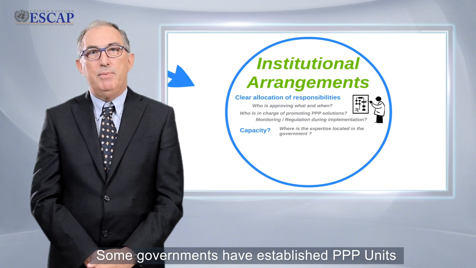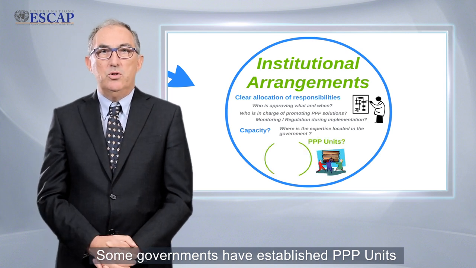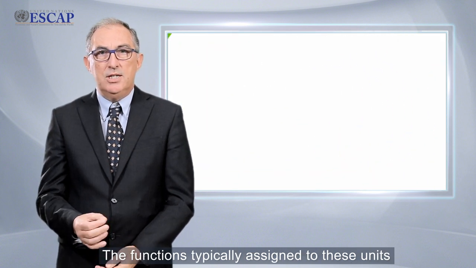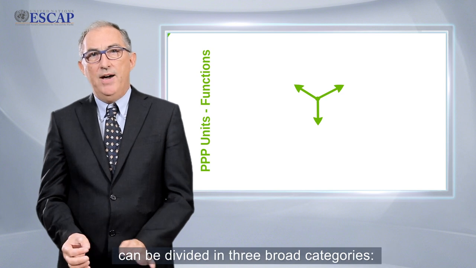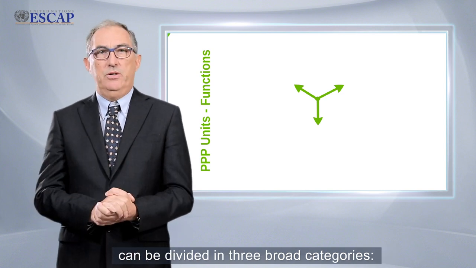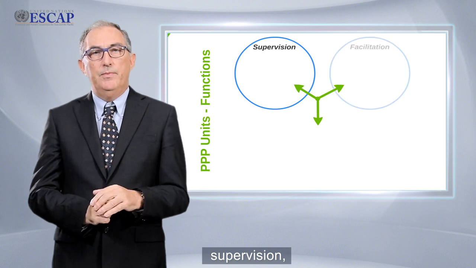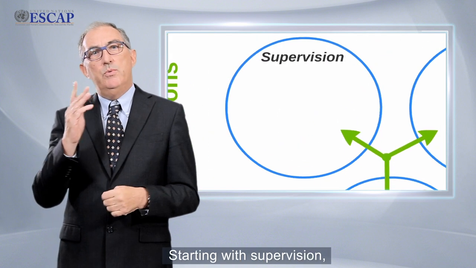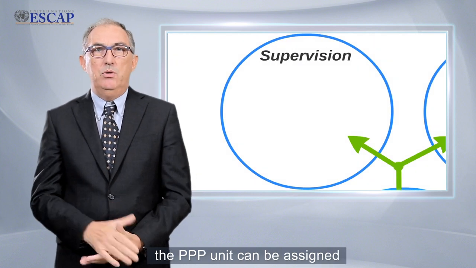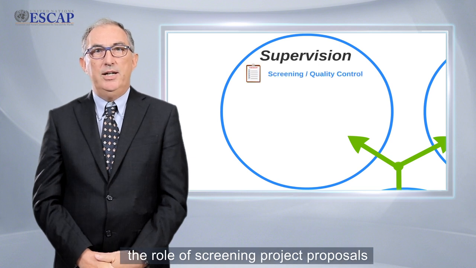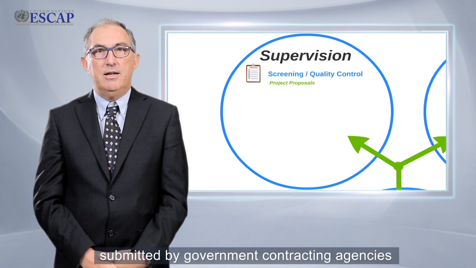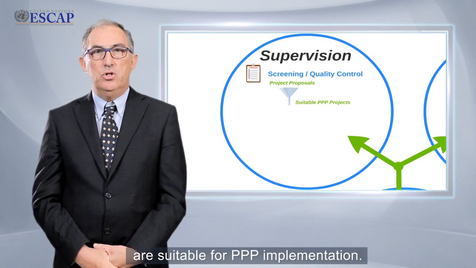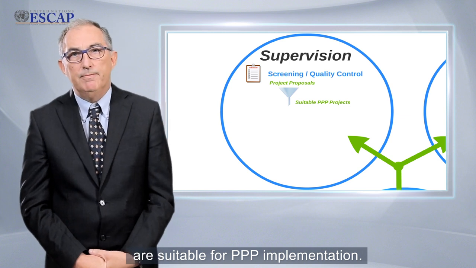Some governments have established PPP units to provide the necessary institutional support. The functions typically assigned to these units can be divided into three broad categories: supervision, facilitation, and promotion. Starting with supervision, the PPP unit can be assigned the role of screening project proposals submitted by government's contracting agencies to assess whether these projects are suitable for PPP implementation.